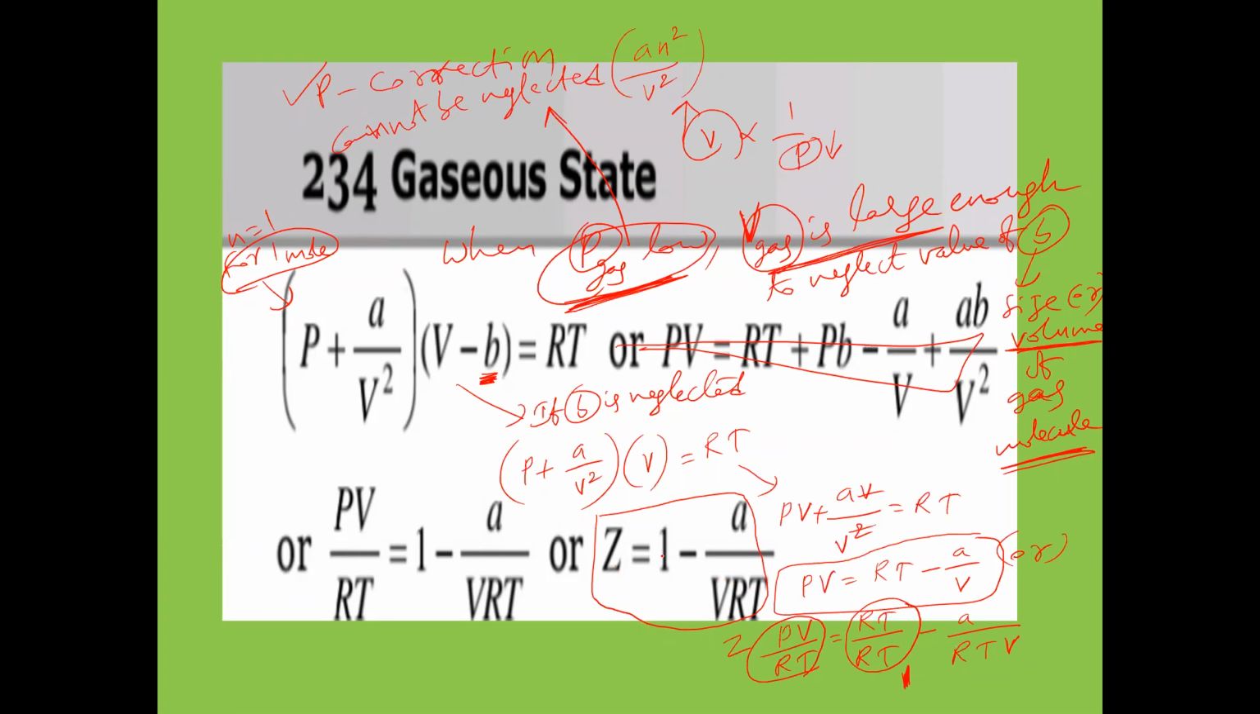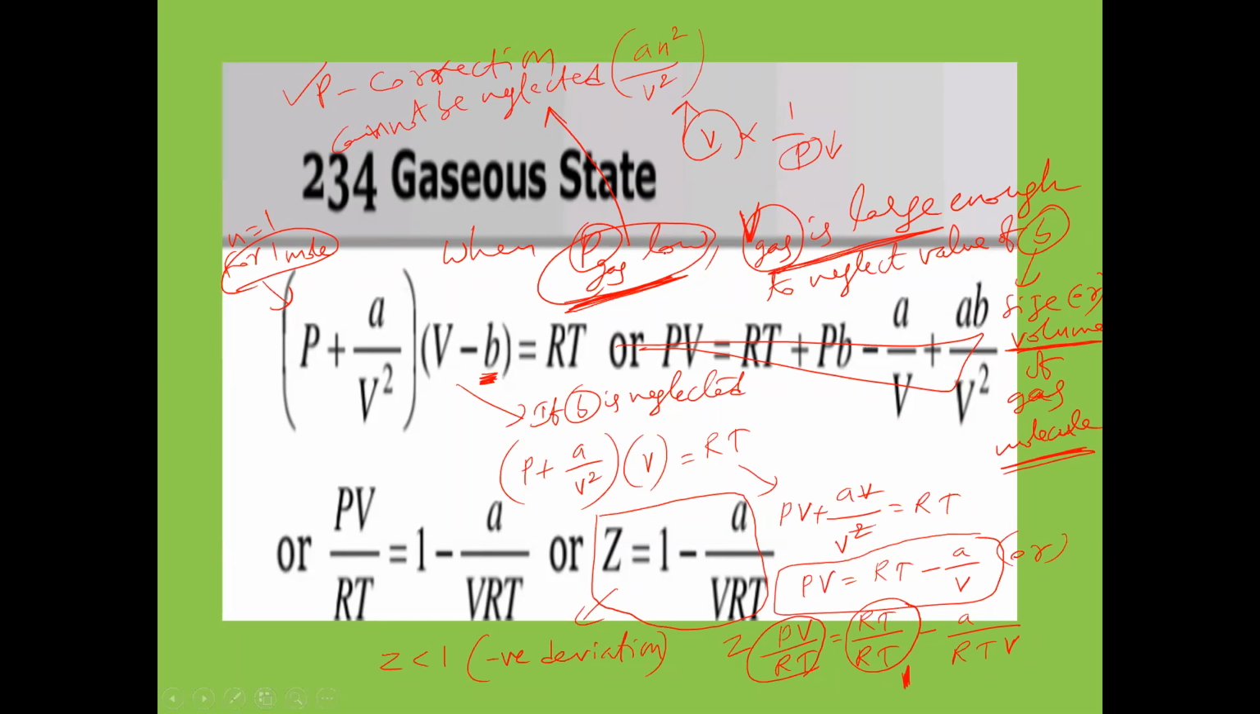Now Z is equal to 1 minus something. So 1 minus something means Z value less than 1. Z value less than 1 means which deviation? Negative deviation from ideal behavior, negative deviation by real gas. The real gases show negative deviation when Z value is less than 1. That's why negative deviation will be shown by the gases at low pressure.